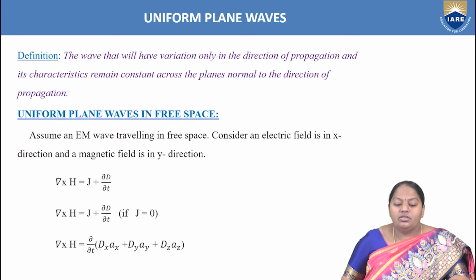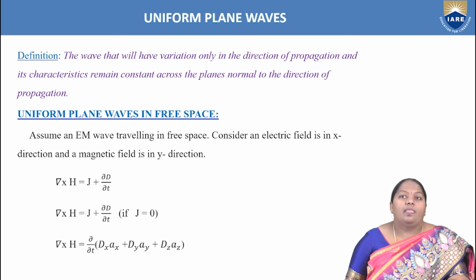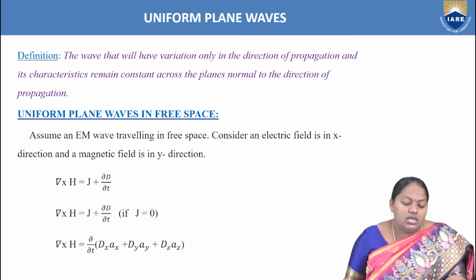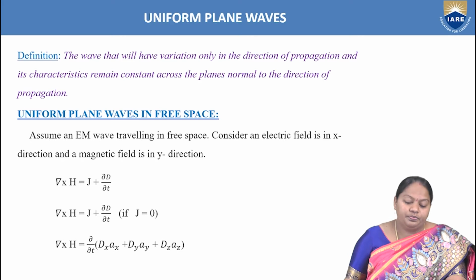Now after that we are going to learn about uniform plane waves, also called electromagnetic waves. Firstly, how the uniform plane wave or electromagnetic wave is generated. Now the analysis is related to uniform plane waves propagating in free space. From this, the relation between the electric field intensity E and the magnetic field intensity H is to be derived, right?